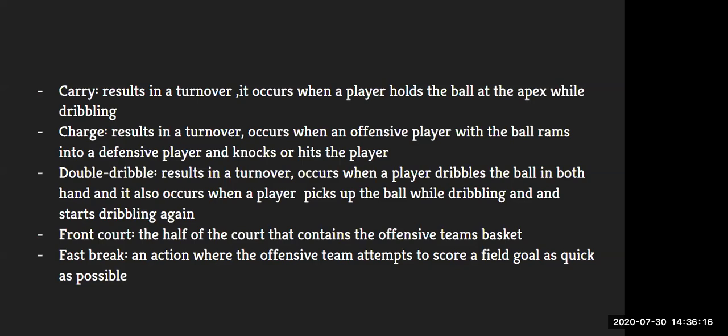So double dribble. Double dribble occurs when a player dribbles the ball with both hands, and it also occurs when a player picks up the ball after dribbling and starts dribbling again. This foul also results in a turnover. So front court is the half of the court where the offensive team has to score. And then a fast break is an action where the offensive team attempts to score as quickly as possible.